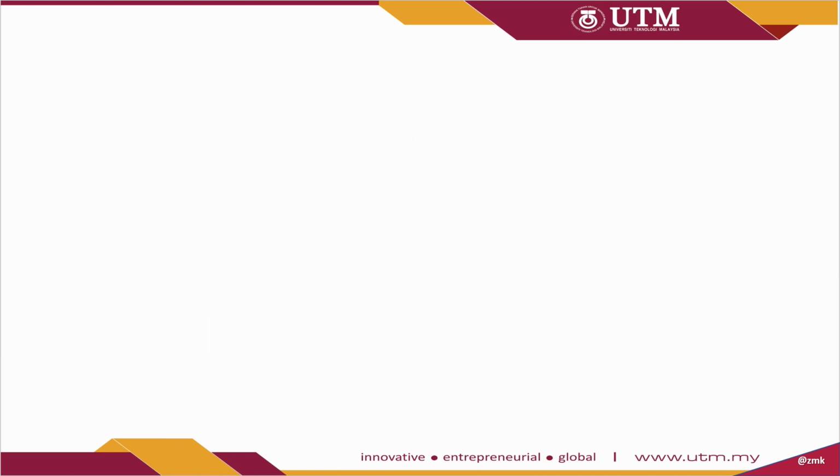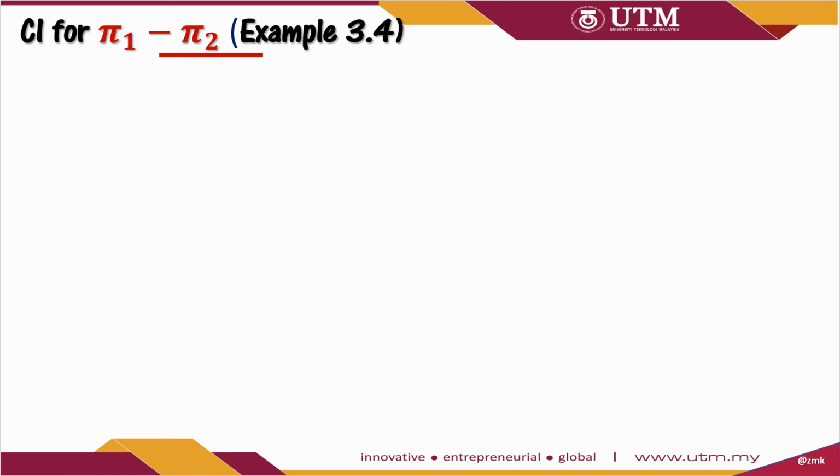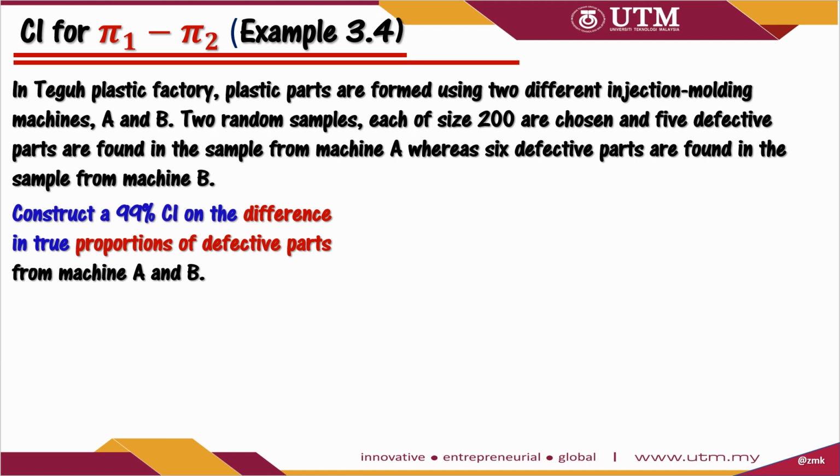Refer to example 3.4 again from pages 72 and 73 of the textbook. This time, we aim at constructing a 99% confidence interval for the difference between the unknown true population proportions of defective parts molded by machine A and B, that is, a 99% confidence interval for pi1 minus pi2. You can also use pi A minus pi B if you like. It's just a matter of notation for ease of writing the mathematical formula.